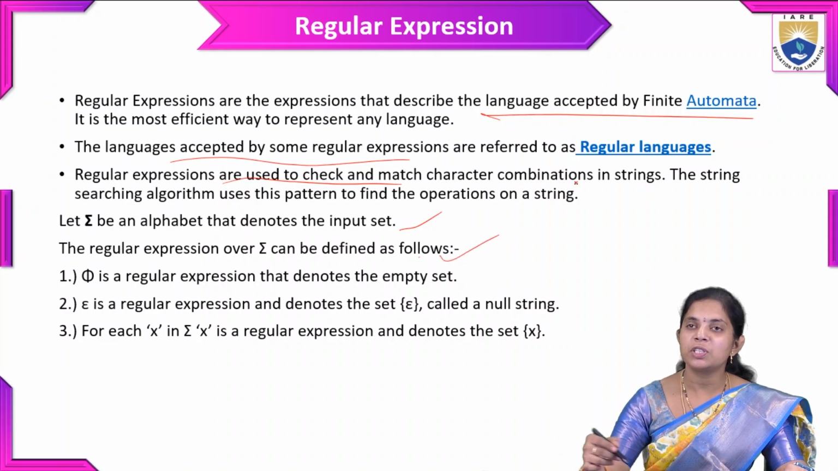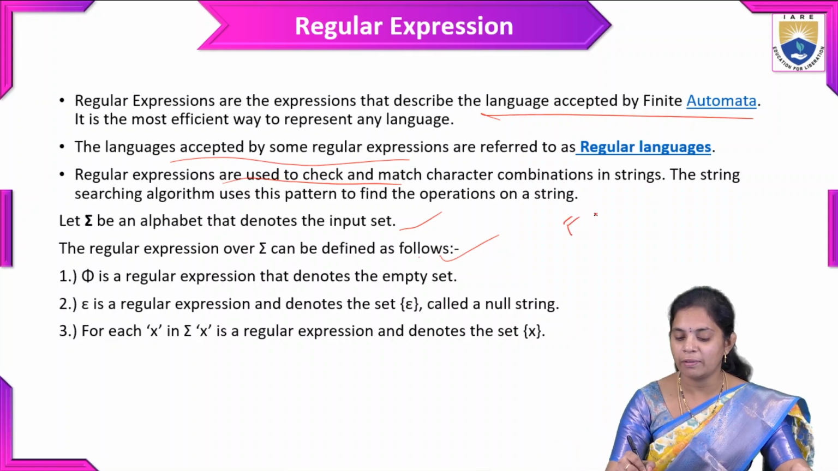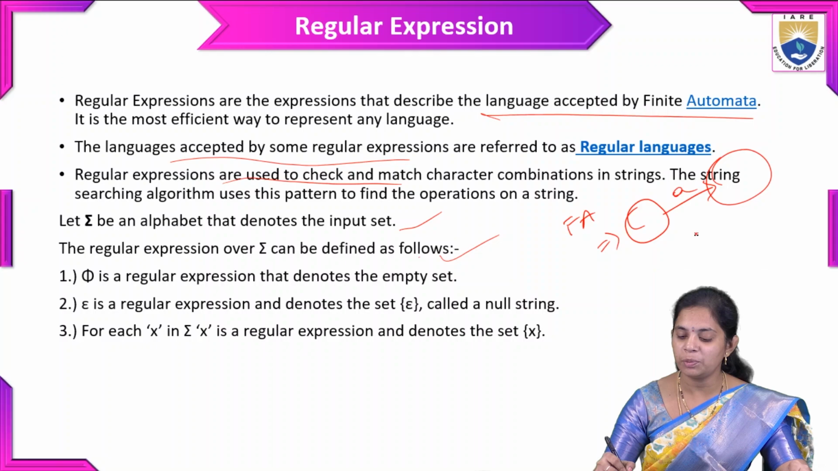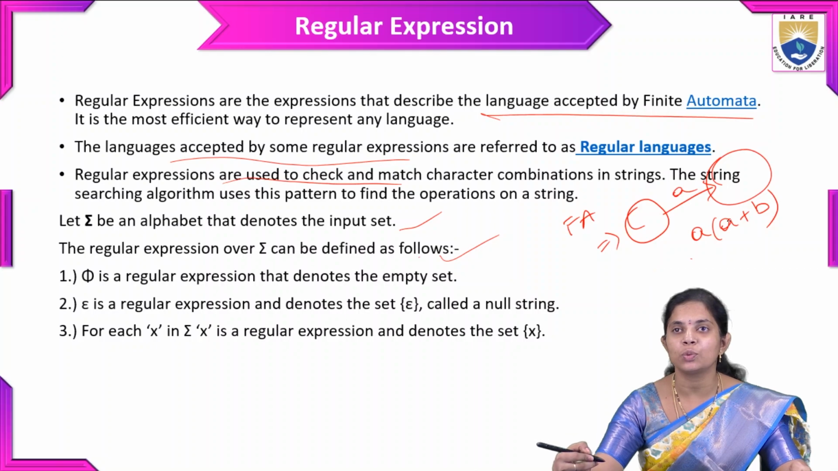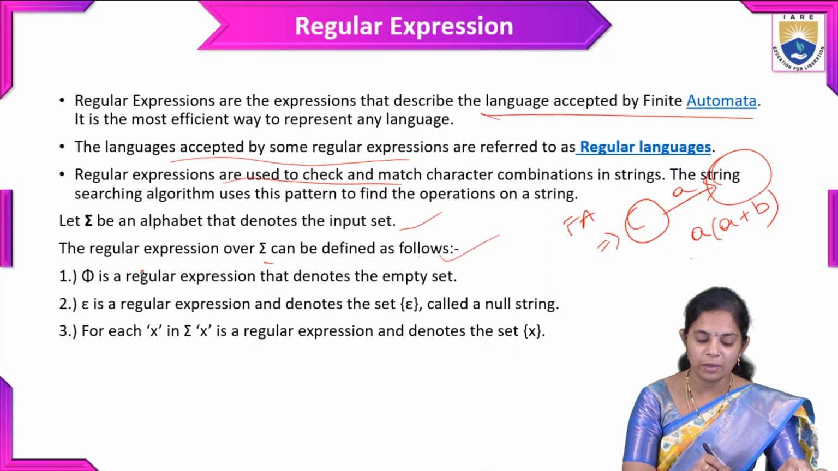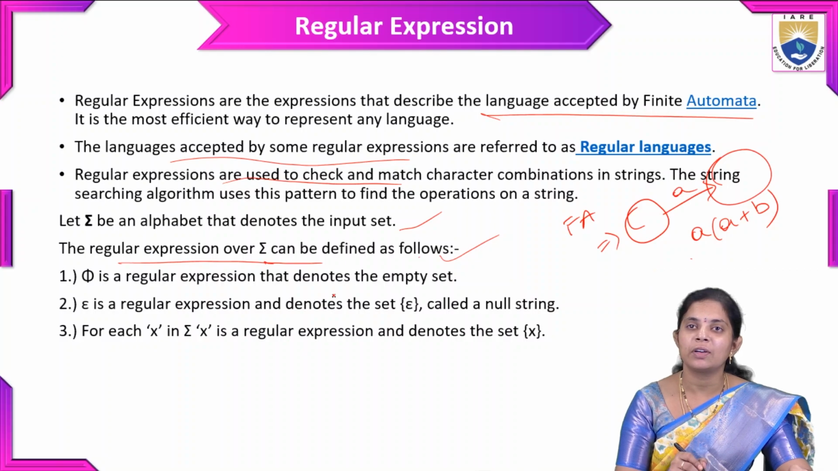And how will we design regular expressions? In finite automata we have capital letters like the states, and input symbols are there. But in regular expressions, we have only terminal values, like a or a plus b. So there are no states in this. Why? Because a regular expression is an expression over sigma. Sigma is nothing but the set of input symbols, which are represented as the alphabet.